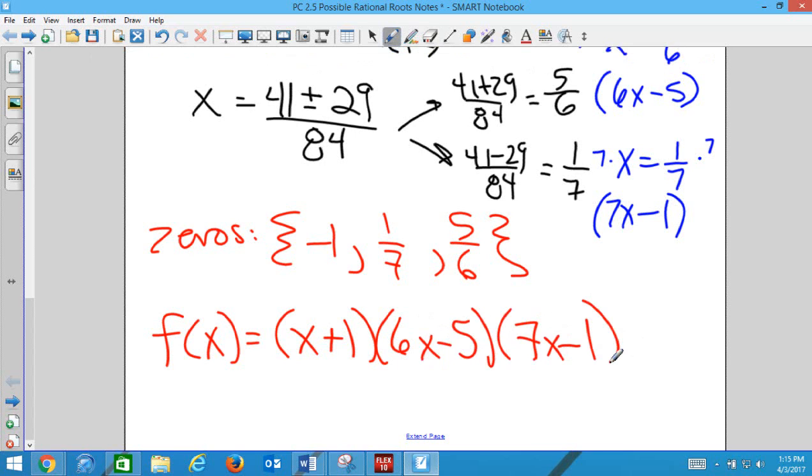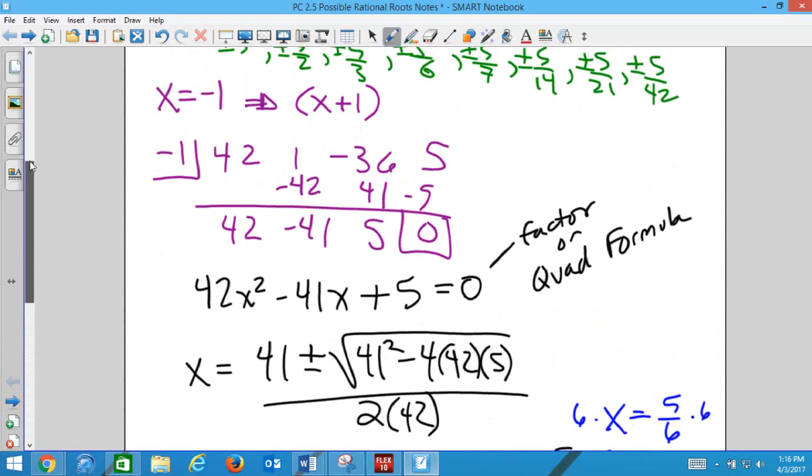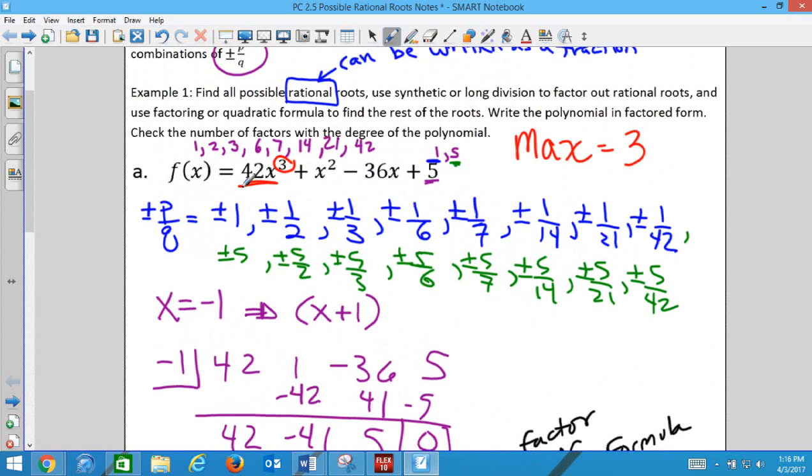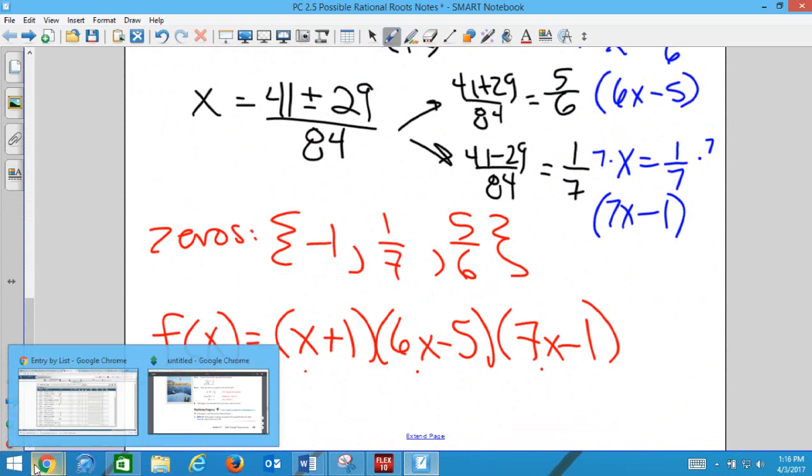Now, how do we know we did it right? Because last week I remember people using synthetic division when you weren't supposed to. You were supposed to be using long division, and then you multiply back out and then equal. How would you know you did it right? Yeah, you could check those first coefficients. If I multiply 1x times 6x times 7x, am I getting 42x to the third? Right? It could be one thing. Do my last terms give me 5? 1 times negative 5 times negative 1.